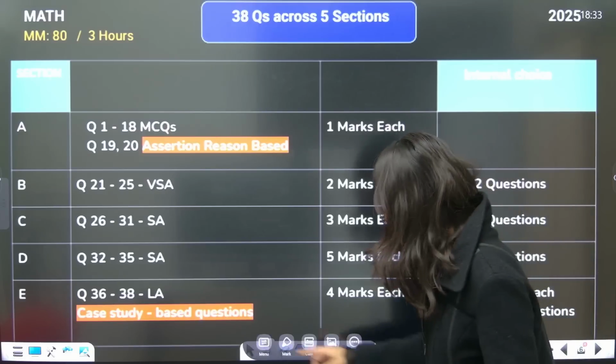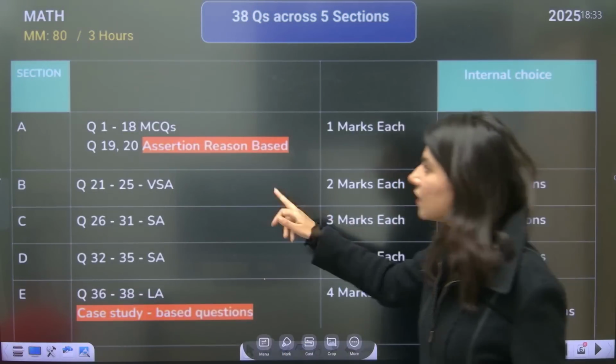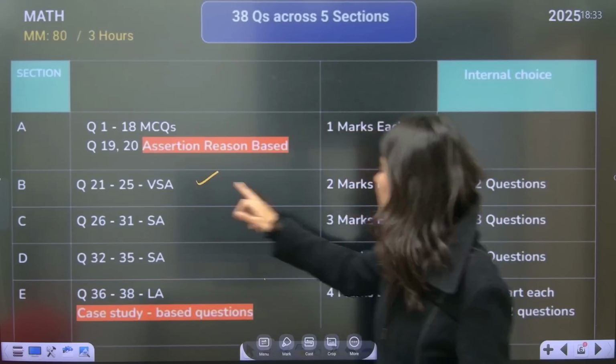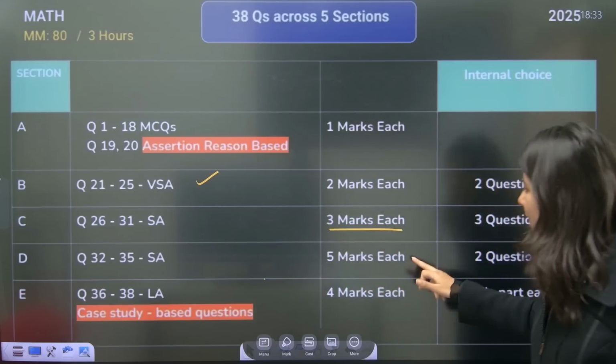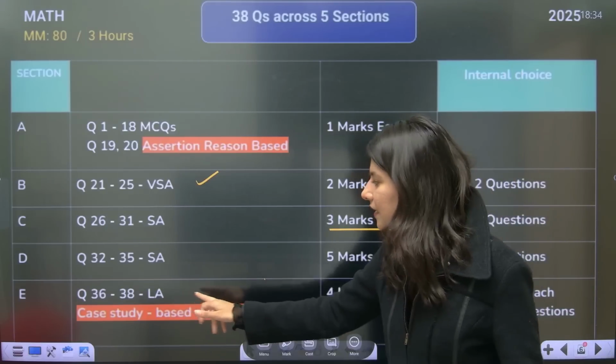Okay, so this is, I think, not visible. Better, right? Yes. Internal choice available or not, over here I'm going to write 20 to 20. Very short answer type questions, 2 marks each. Then we have 3 marks each. Then we have 5 marks, 4 marks. Case study based questions. So you can see 36, 37, 38.